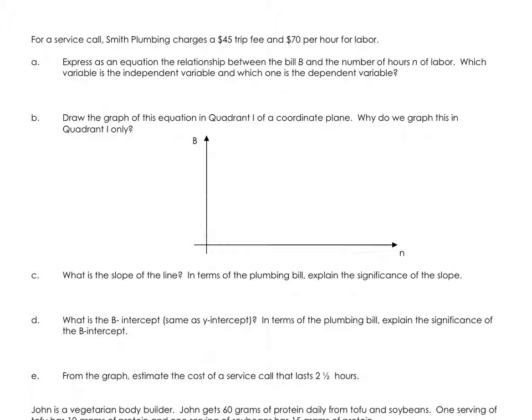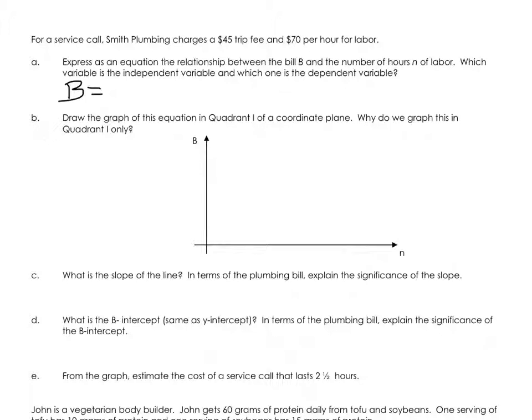For a service call, Smith Plumbing charges a $45 trip fee and $70 per hour for labor. Express as an equation the relationship between the bill, B, and the number of hours, N, of labor. Which variable is the independent variable and which variable is the dependent variable?